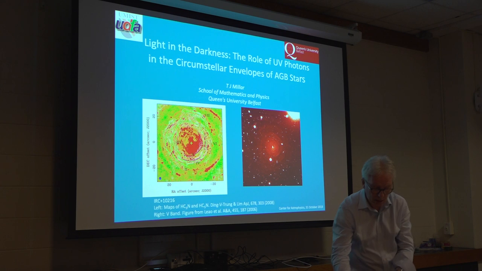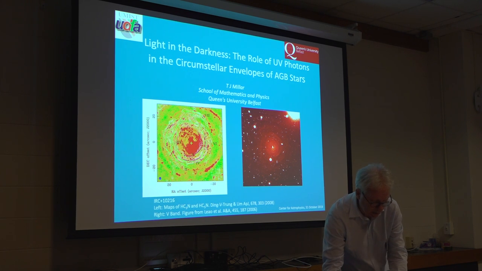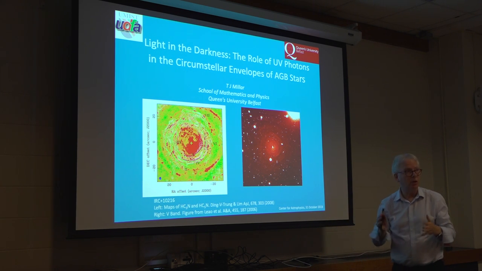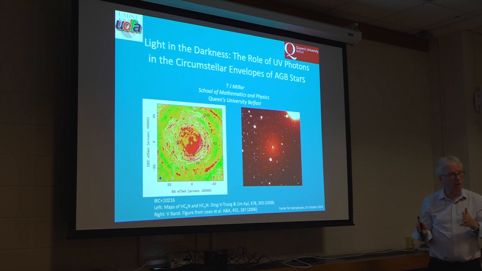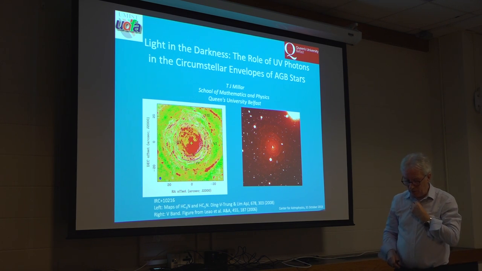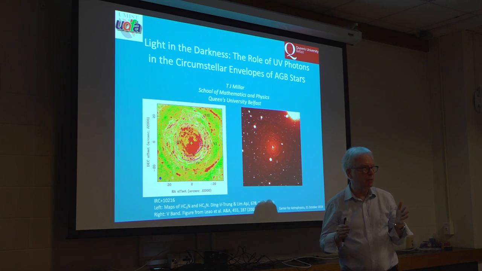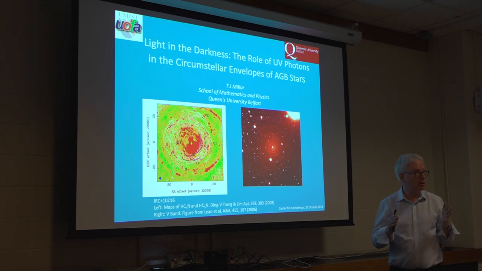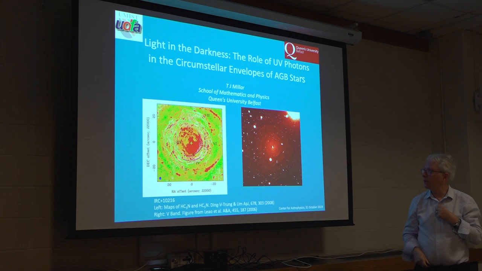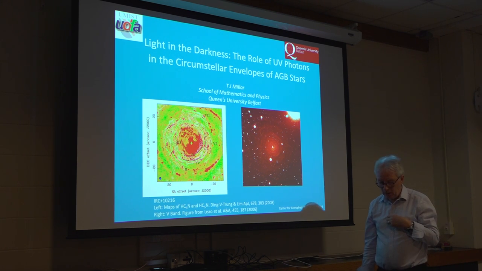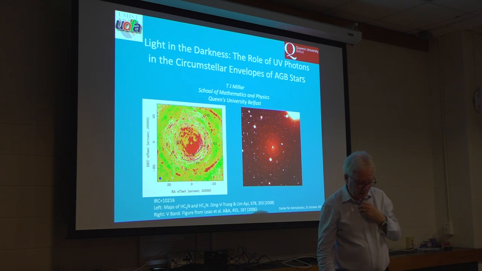So this area of a star's life: stars between 0.8 and 8 solar masses evolve onto the red giant and asymptotic giant branch phase. It's a phase that only lasts about 10 to the 5 years or so, so it's quite a short phase in the lifetime of a star before it goes on to form a planetary nebula.